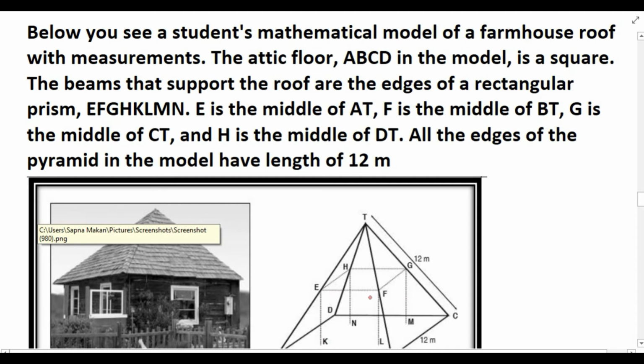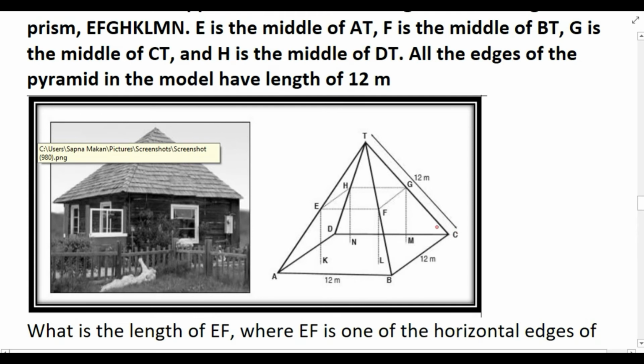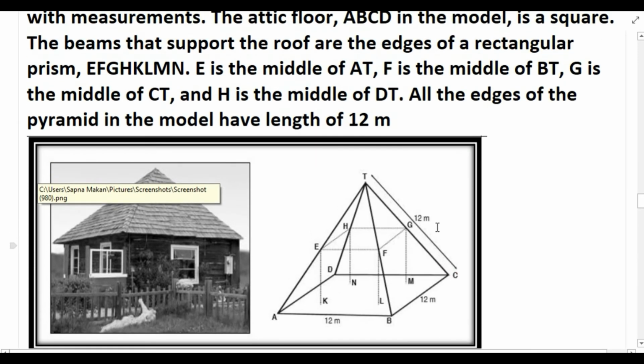The floor in this model, you can see it is a square as they told, and the beams are a rectangular prism. Then E, F, G, H, K, L, M, N. Then E is the middle of AT, the midpoint. Again, F is the midpoint of BT. G is the midpoint of CT. H is the midpoint of DT. So you have to keep in mind that middle means midpoint. All the edges of the pyramid in the model have length 12 meter.